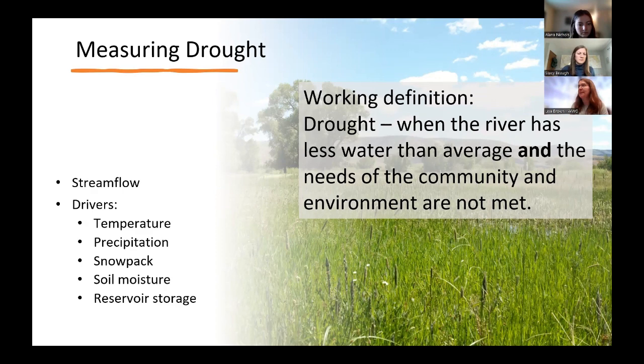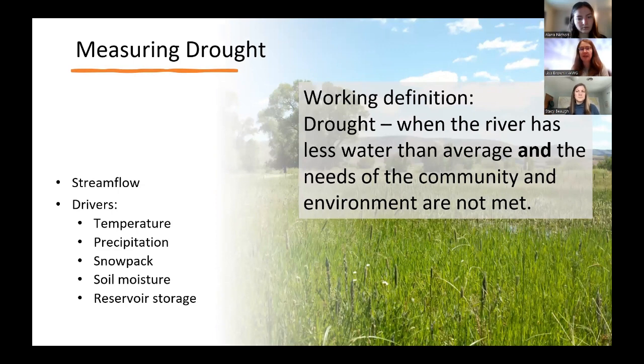So really the big thing that we're actually trying to measure is going to be stream flow. And the drivers of stream flow for the Upper Gunnison Basin are temperature, precipitation, snowpack, soil moisture, and reservoir storage. Those things together can help give us a view of what the future stream flow is going to be. So we care about stream flow today and stream flow into the future.